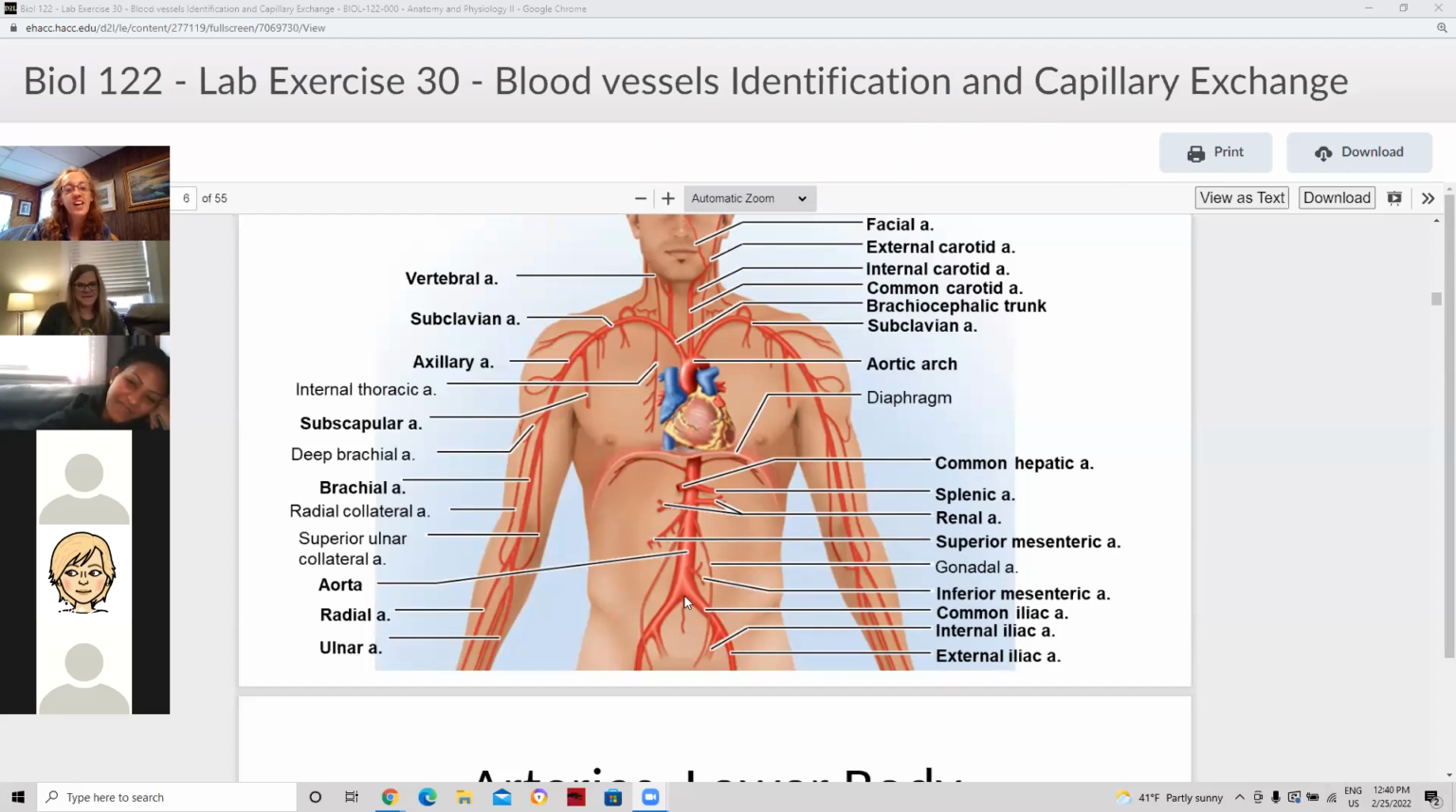So looking here again, here's the abdominal aorta. It branches off into the common iliac because that's where the iliac crest is, and becomes the internal iliac, which is going to move into the pelvic cavity, and the external iliac, which is going to move down the leg. Do you see how things are named similarly?